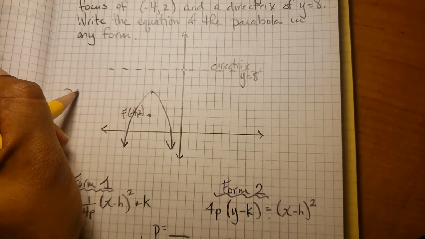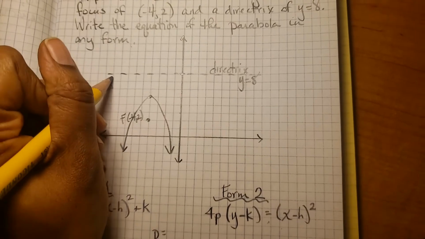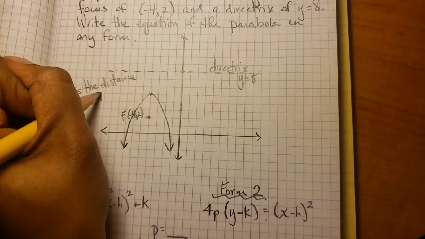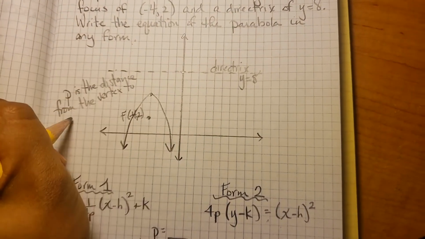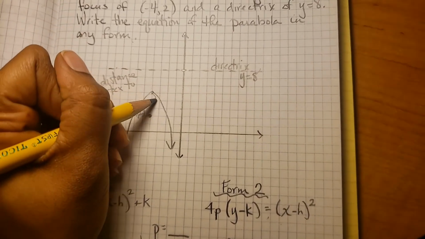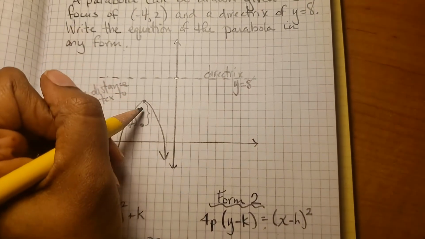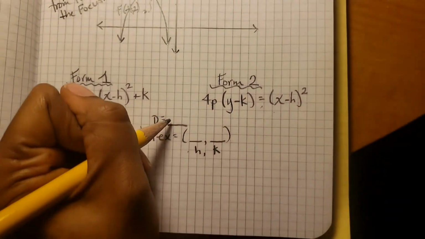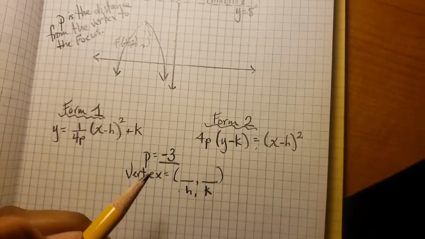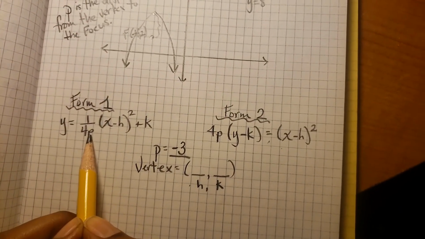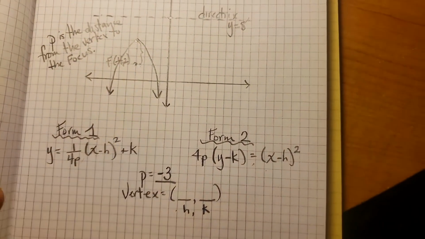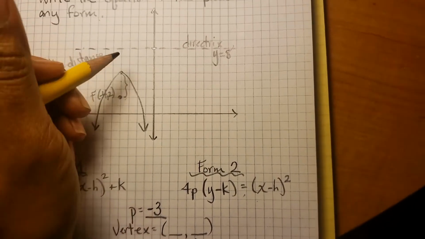P is the distance from the vertex to the focus. So this distance right here, that's my P. 1, 2, 3. So P is -3. And it makes sense because when I plug in my -3, my coefficient will be negative, meaning my parabola is going down. My vertex, what is this coordinate?